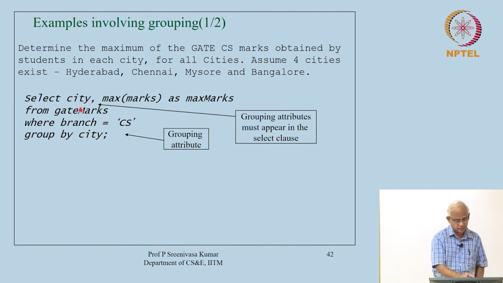And now, what is it that we are asking for? We are asking for the maximum of GATE computer science. So, the query now looks like this: select city, where city is the grouping attribute, it must appear because this is the one that distinguishes one group from the other, and max marks as this renamed max marks, from where branch is computer science.